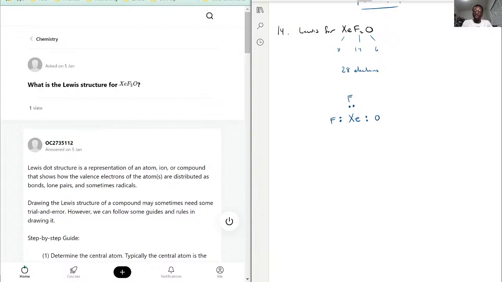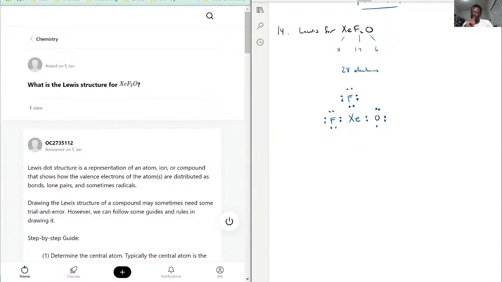Fluorine right now is sharing 1 of its 7 based on this single bond, so 2, 3, 4, 5, 6, 7. Same here. So these two are already complete and finish their octets. Oxygen is sharing 1 of its 6, so 2, 3, 4, 5, 6. So there's going to be 1 unpaired electron right now.